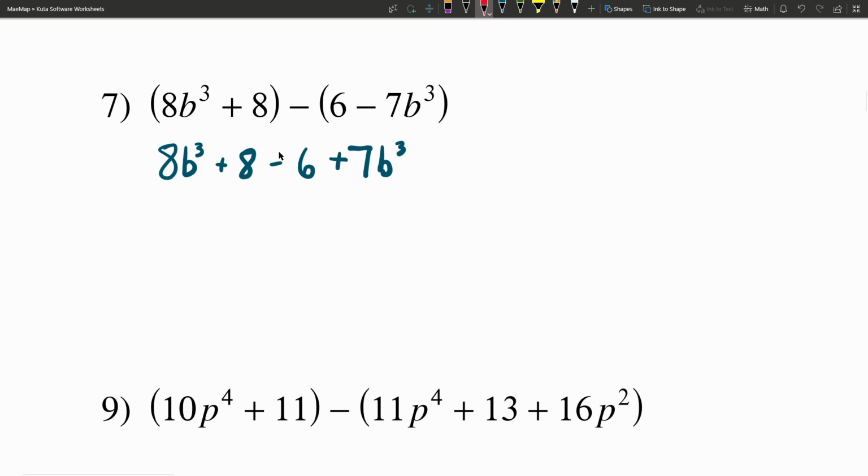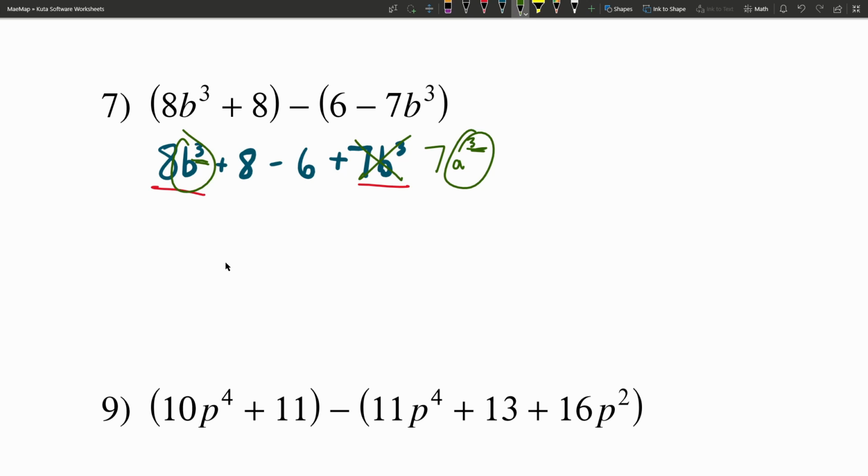Now my highest degree, if we take a look at this, is cubed, and it's b cubed for each. So I can indeed combine these. If, let's say, for example, we threw in another variable, and this 7b cubed was really a 7a cubed, we cannot combine a b cubed with an a cubed because those aren't the same variables. Even though they're the same degree, we can't combine it unless they're also the same variable.